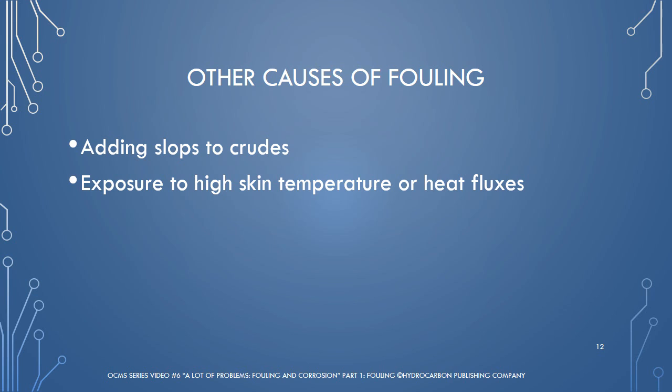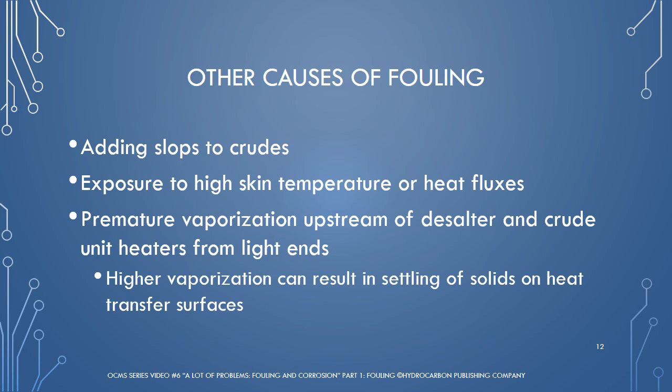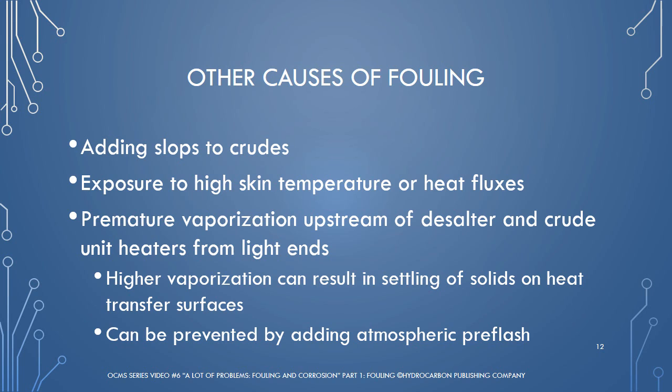Increased light ends in the crude feed have a possibility of premature vaporization upstream of the desalter and the crude unit heaters. Higher vaporization can result in settling of solids on heat transfer surfaces. This can be prevented by the addition of an atmospheric pre-flash. While this practice can reduce pressure drop and prevent premature vaporization and fouling by asphaltenes in the crude unit heat exchangers, it can decrease overall unit yields as well.